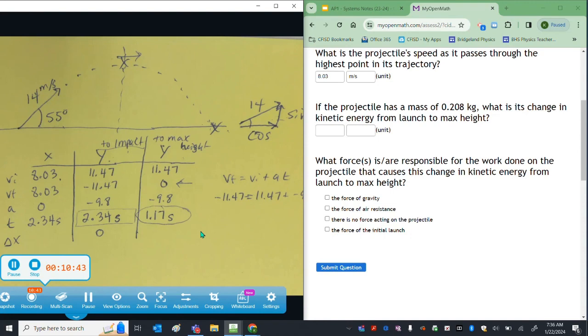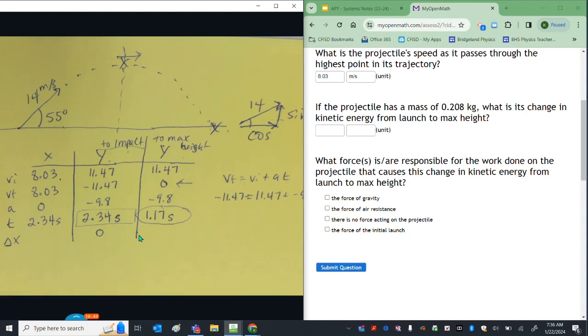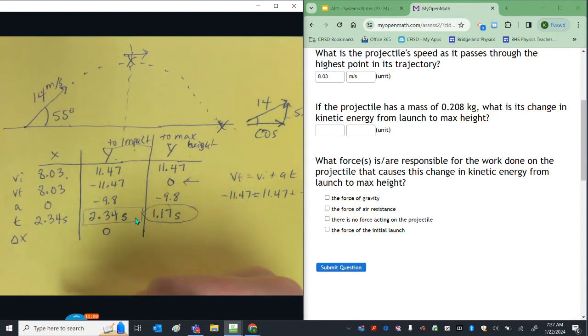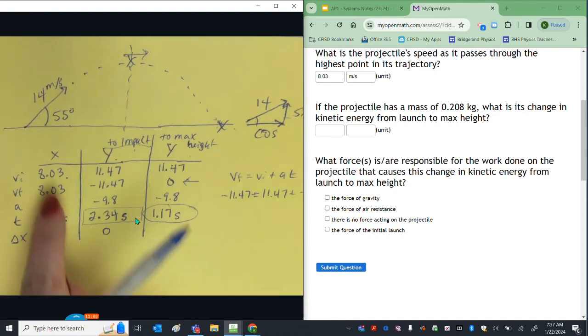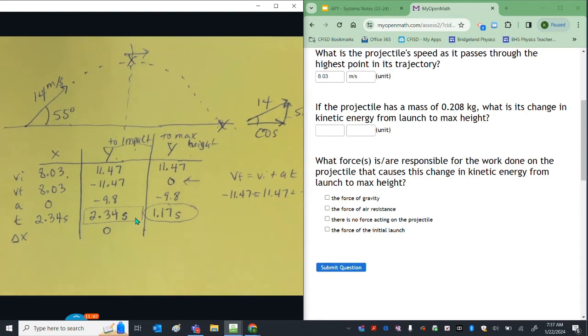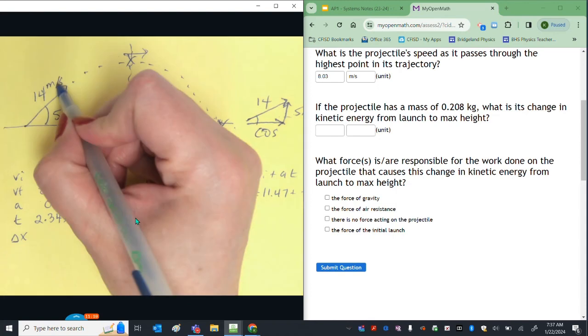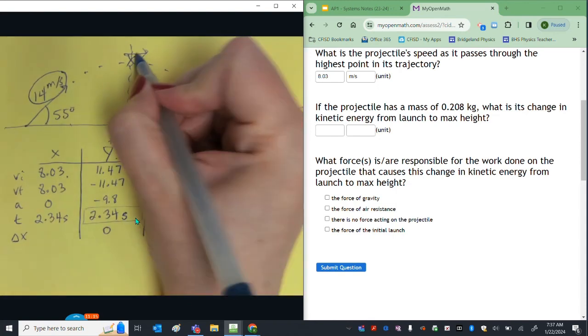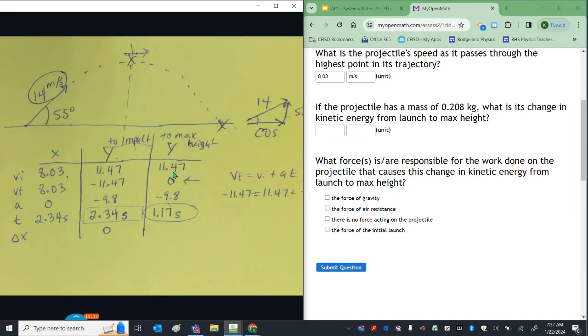All right, the next part of this says, if the projectile has a mass of 0.208 kilograms, what is its change in kinetic energy from launch to max height? So kinetic energy is just going to rely on the resultant velocity, because energy doesn't have a direction. We don't have to solve it for like horizontal versus vertical. Energy is energy. It doesn't have a horizontal or vertical. And so I know my initial velocity is 14 meters per second. And I know the velocity up here. In fact, we just filled it in right here.